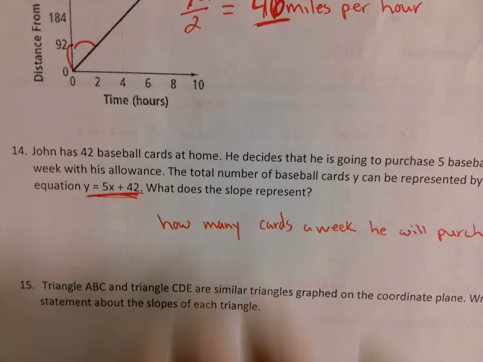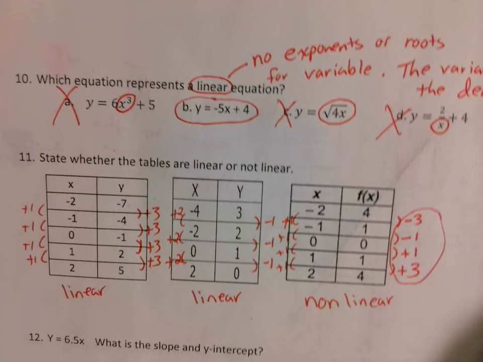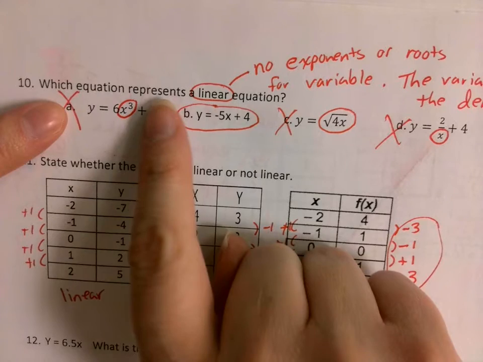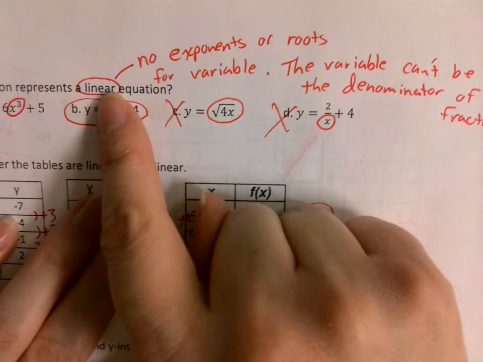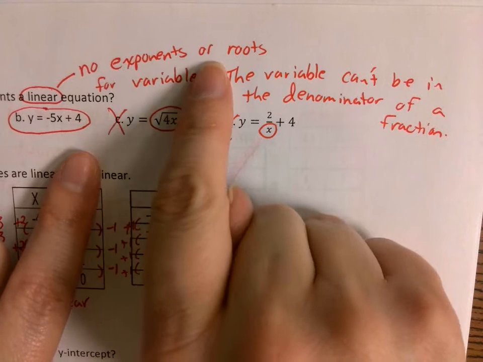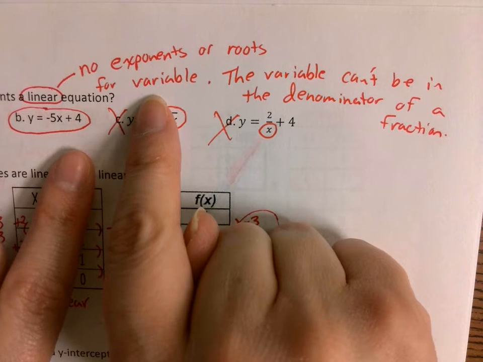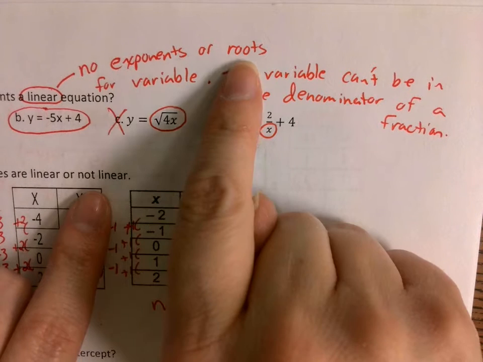Number 10. Let's take a look at problem 10. Which equation represents a linear equation? Write this down, please. If it is linear, you cannot have an exponent or a root for your variable. You are not allowed to have exponents on your variable. You're not allowed to have your variable inside of a root.